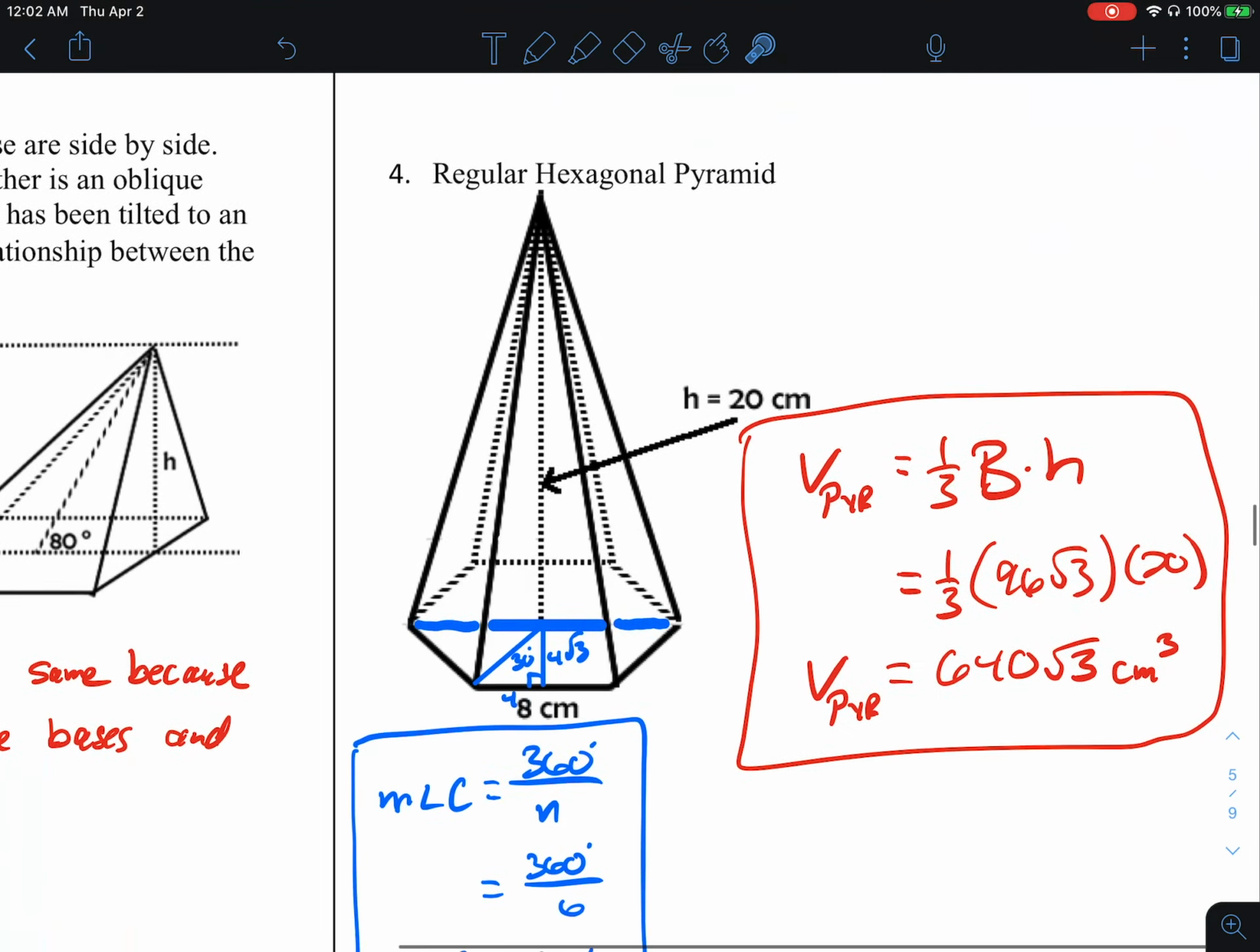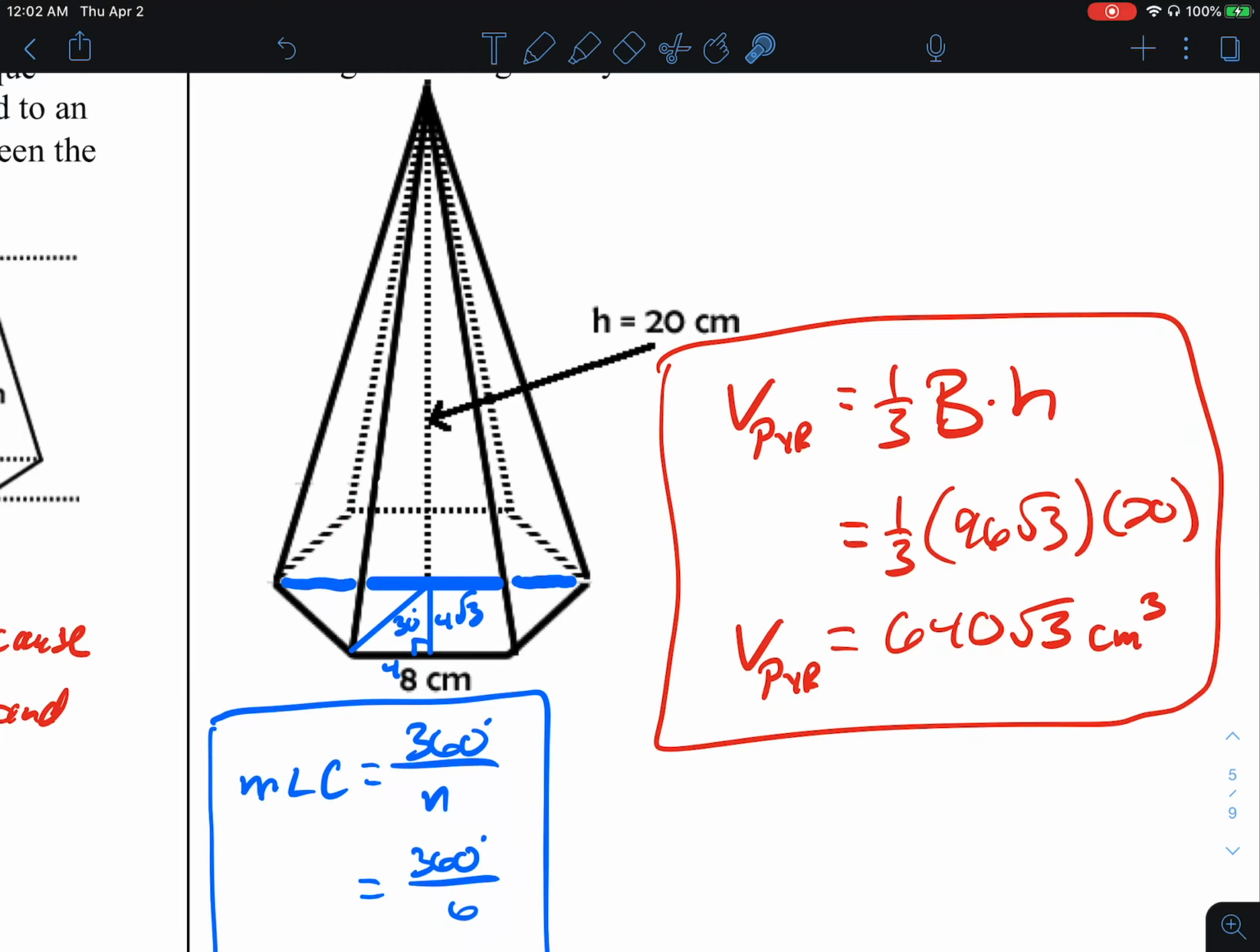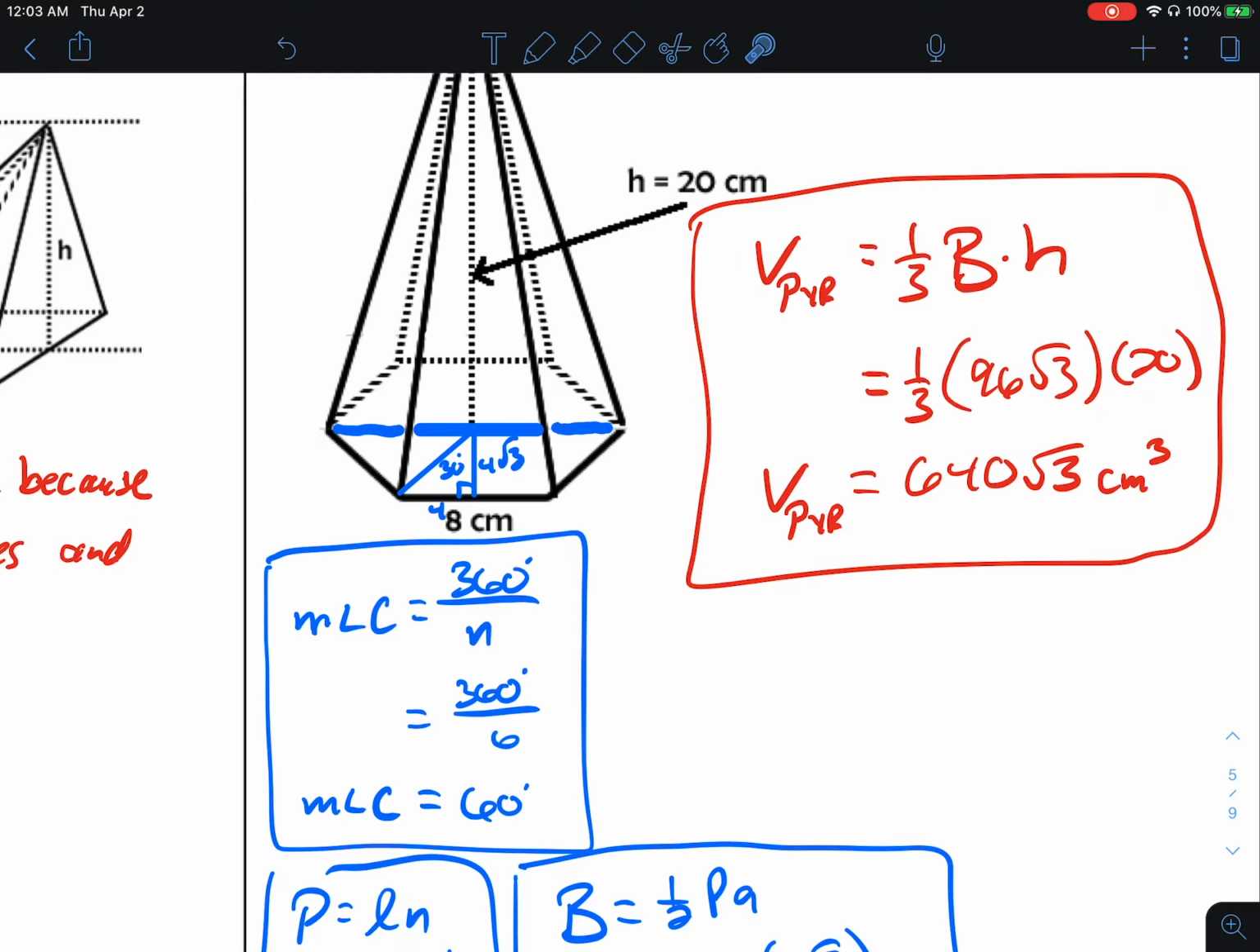Number 4, a regular hexagonal pyramid. So this is going to be tough, because to find the area of the base, we're going to have to use the formula for area of a regular figure. And to do that, we got to find the measure of the apothem. And to do that, we got to find the central angle.